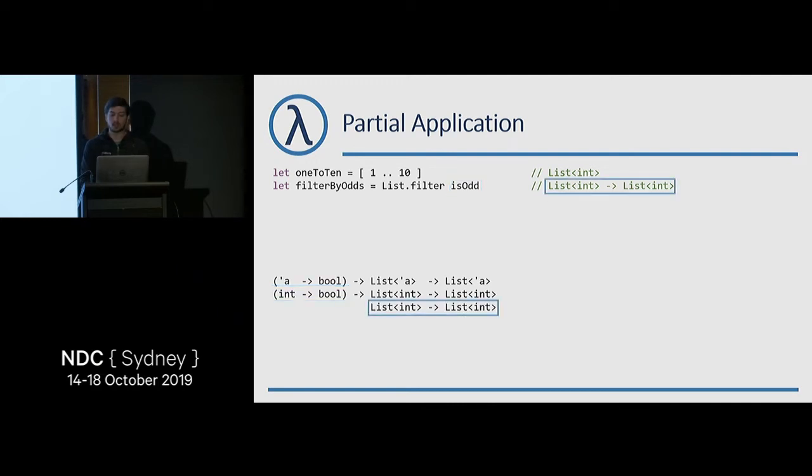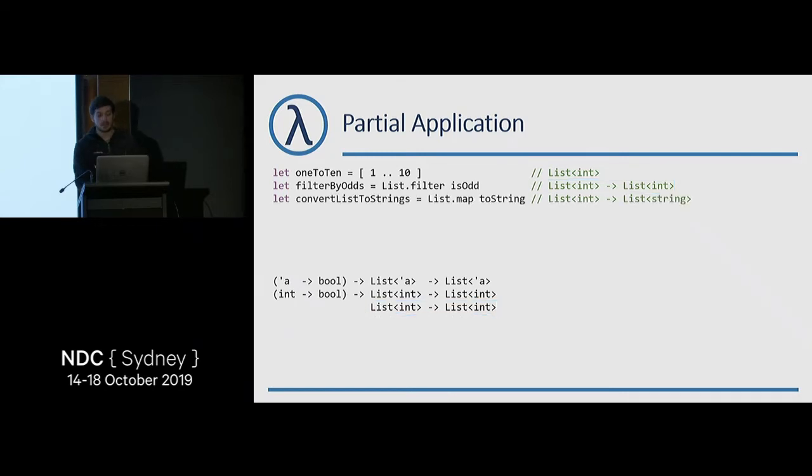Now, we've only passed one parameter to this two-parameter function. So what we're going to get back, we're going to be partially applying it. We're going to get back a function that takes a list of ints and returns a list of ints. So it's going to take the list we want to filter by only odd numbers, and return a new list.